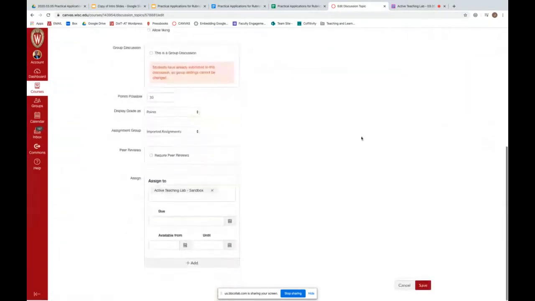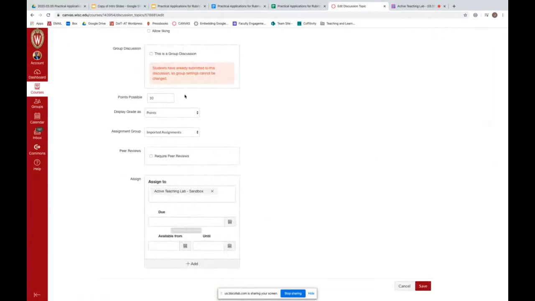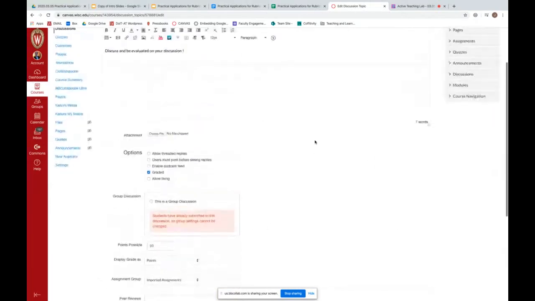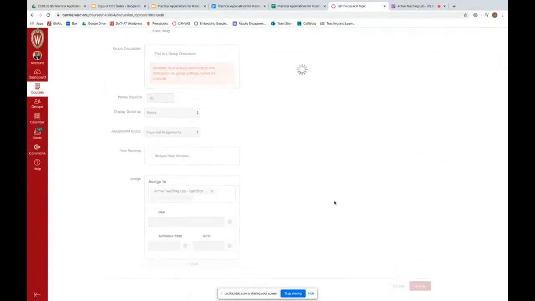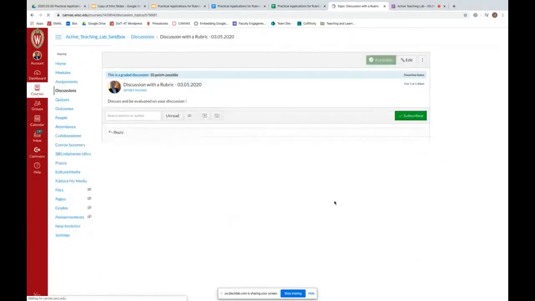Going to the edit portion, it is graded. So you see we have a discussion portion on the three, the kebab or the shish kebab, whatever it's called. And at the top right, adding a rubric.